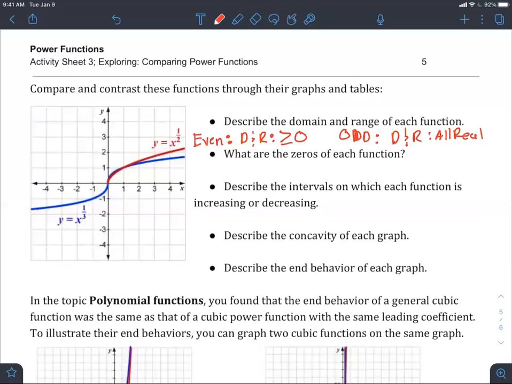And then we have odd functions, where our domain and range are all real numbers. So for values of p, basically for f of x equals x to the p, where p is between 0 and 1, we have very, very distinctly two classifications, because we have what happens for an even root and what happens for an odd root.